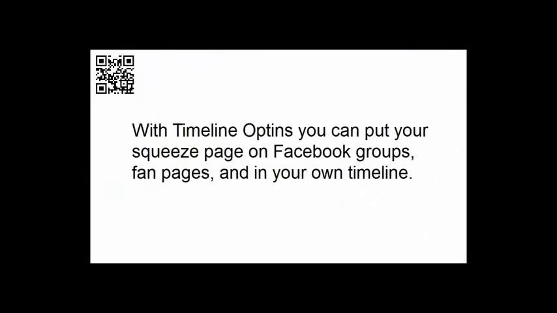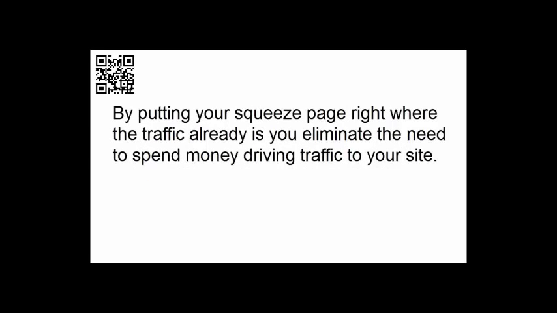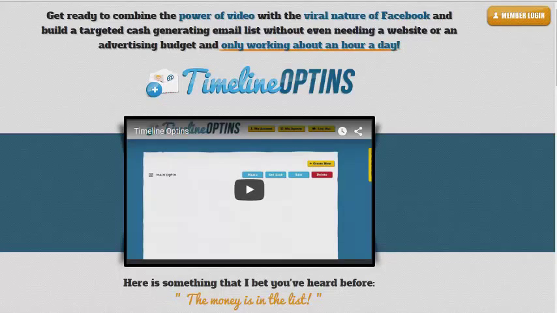With Timeline Optins, you can put your squeeze page on Facebook groups, fan pages, and in your own timeline. By putting your squeeze page right where the traffic already is, you eliminate the need to spend money driving traffic to your site. So there you have it, a brilliant bit of software that will help you build your list without having a website if you don't want one, and without any advertising budget.